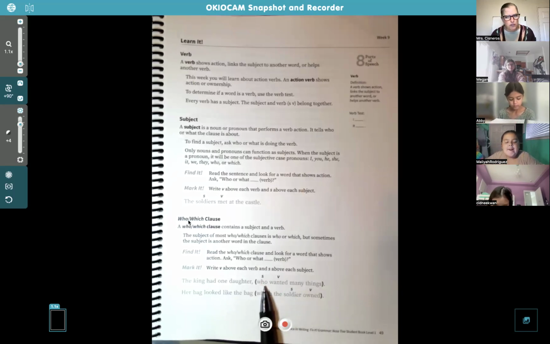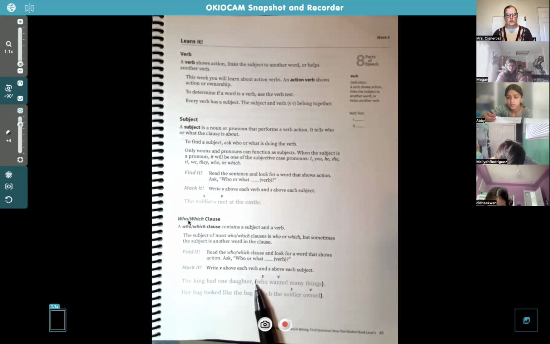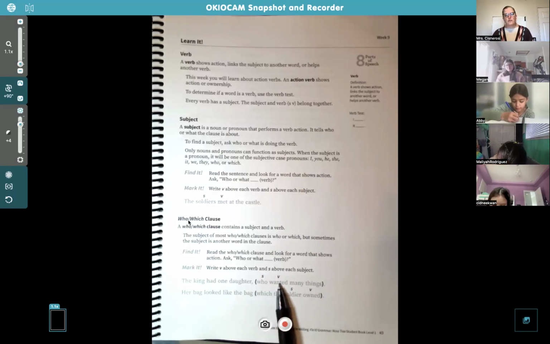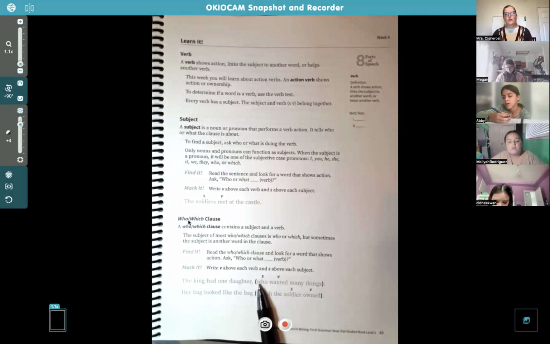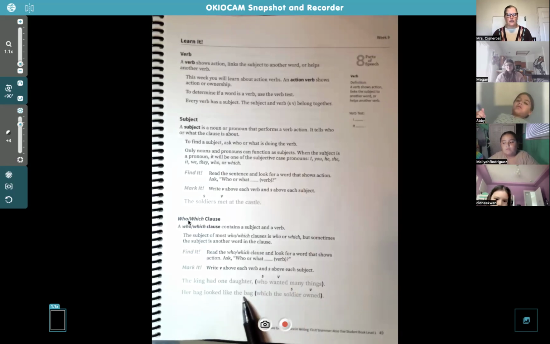The who which clause starts with who or which. So notice how they put parentheses around it. That's what those are called. Those marks right there are called parentheses. And you're going to put it around the whole clause. It always starts with who or which. And then it goes to the end of that sentence usually, or the end of that thought, basically. And the verb is wanted. That's the action. And if you ask yourself who wanted, in the who clause, the subject is who, actually. Who wanted. Look at the next one. Her bag looked like the bag which the soldier owned.